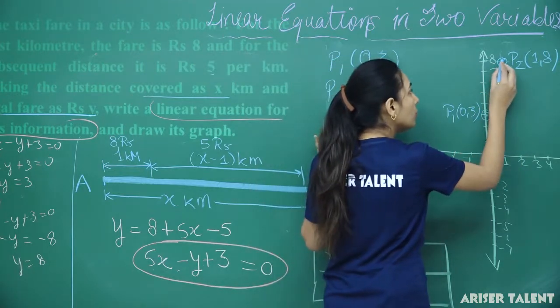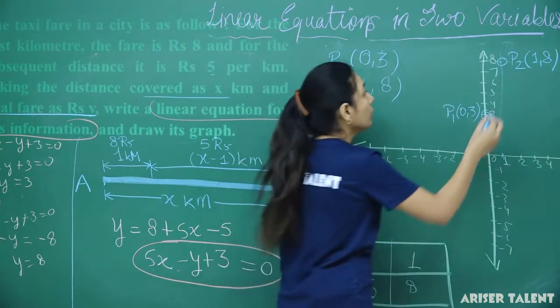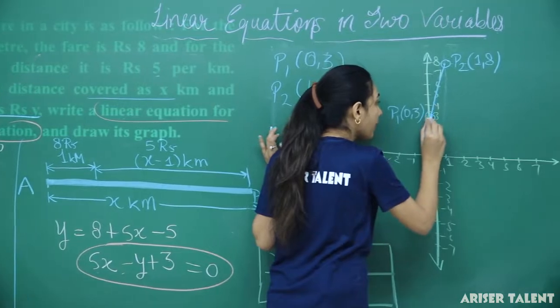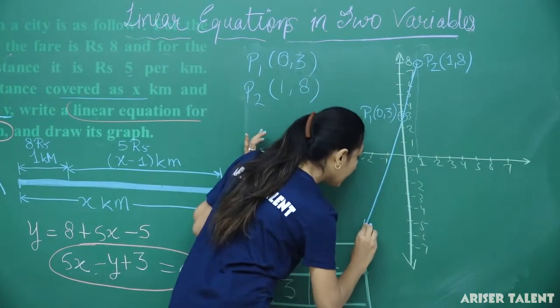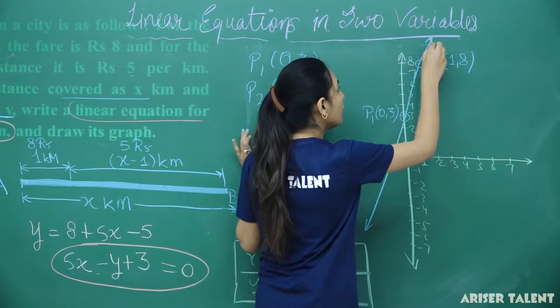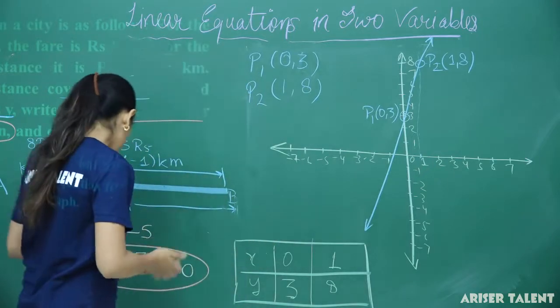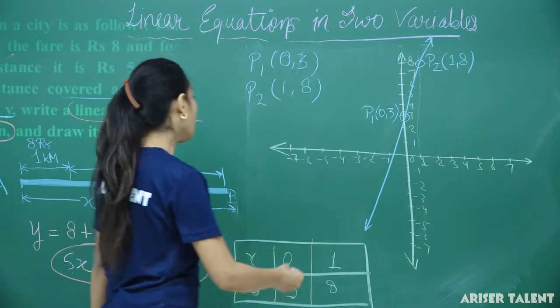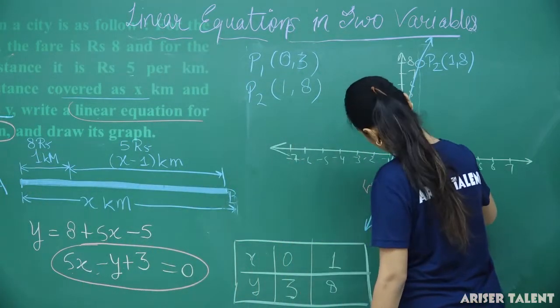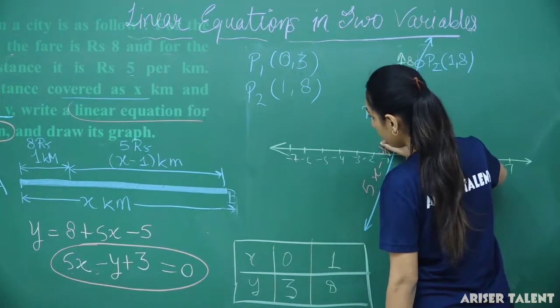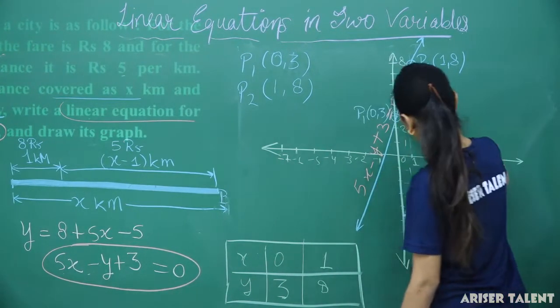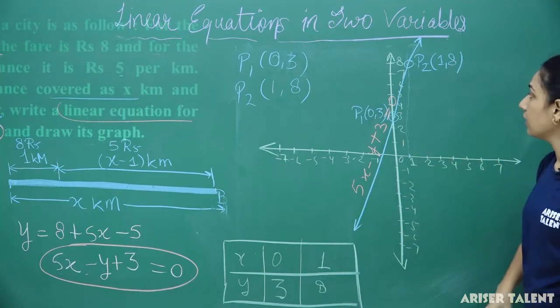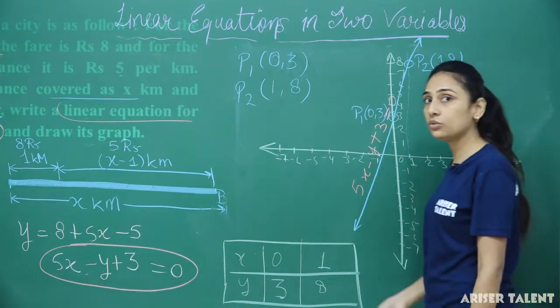Now what you have to do? With the help of a scale, you join these 2 points, and you will get this line. Now this will be your graph for what equation? 5x minus y plus 3 equals to 0. This will be your graph. Okay, noted, student?